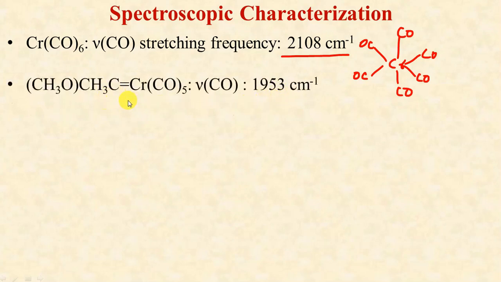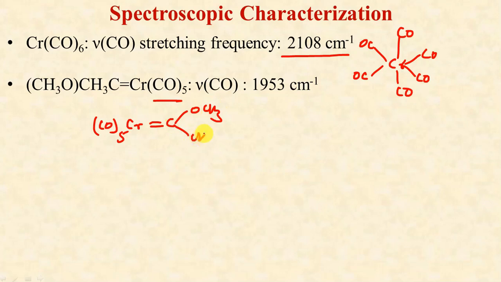But if we consider this Fischer carbene, what is this compound? I am going to draw its structure. We have chromium, we have CO5, we have a double bond to carbon, and the carbon is attached to a methoxy substituent on one side and a methyl substituent on the second side. In this case, the nu CO value is less as compared to the one we stated for Cr(CO)6. So why is this happening? Why is the stretching frequency lower in the case of the Fischer carbene complex?